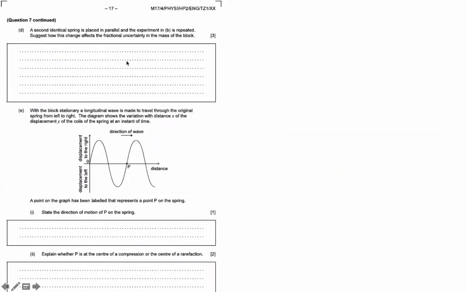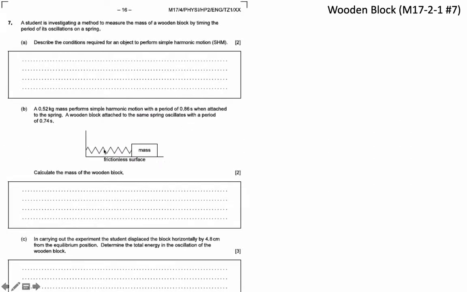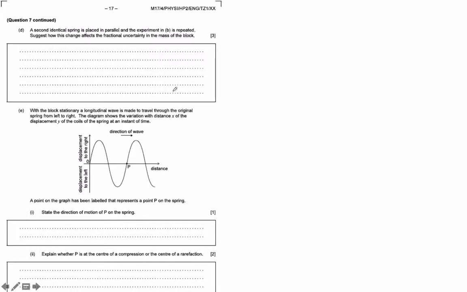Okay, a second spring is placed in parallel when the experiment is repeated. Well, if you put a second spring in parallel with this thing, it's going to oscillate faster. You basically double the spring constant. And so if you shorten the period, but you have the same uncertainty of period, the first thing you want to do is talk about what it does to the period. Then if you shorten the period and you have the same uncertainty of time, doesn't the fractional uncertainty of time over the time, if that's smaller, make this whole fraction bigger? And so you can surmise that if that fraction is bigger, that's going to change the fractional uncertainty of the mass of the block in some way.